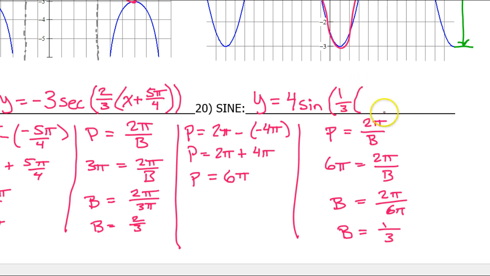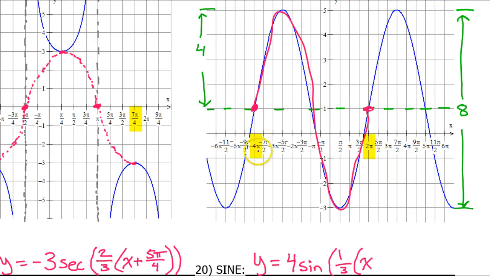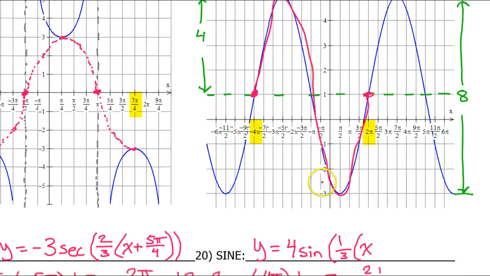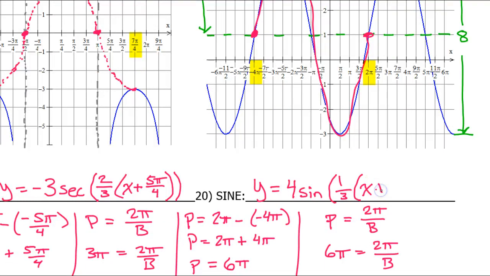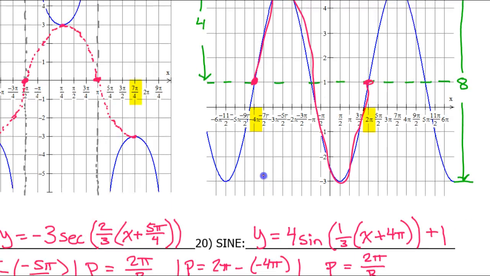Okay, now the phase shift comes next. Now, if I look at the graph as starting right here, then this is my phase shift, negative 4 pi. So here comes a sign change, positive 4 pi. Okay, now on the end, I need the number representing the midline, which is 1. So I'm going to go ahead and put a k value, a plus 1 on the end. So this would be a perfectly good equation for this graph shown.